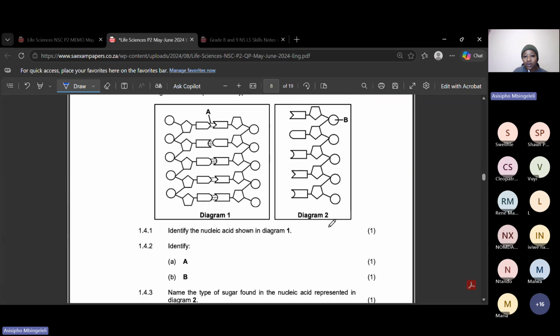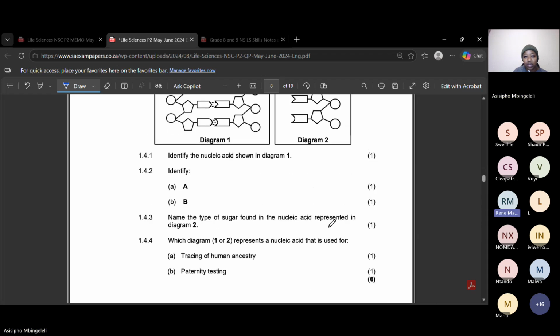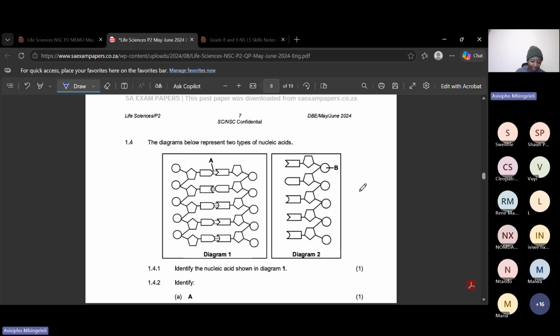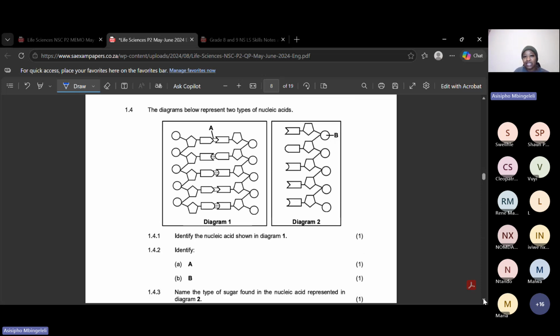The easy peasy questions I will ask you guys to do. Okay, but I think we've done this one. Let me do this one quickly. Okay, so this is from our first topic, DNA, obviously. So the diagram below shows 2 types of nucleic acids. Now this takes us back.